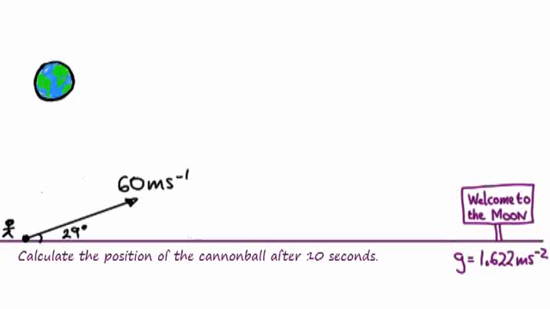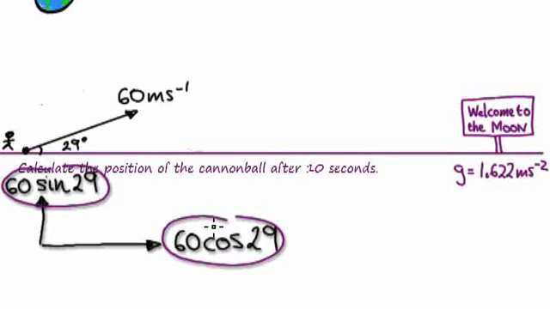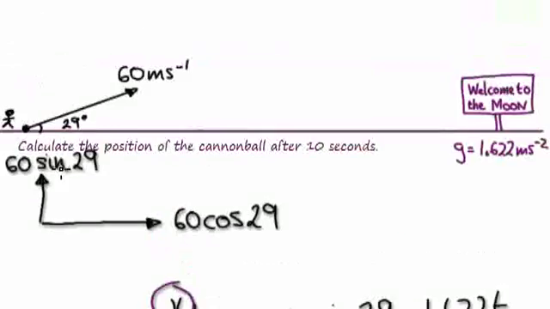Okay, so the first thing you should do is break this up into its vertical and horizontal components. Okay, so vertical would be this. Horizontal would be this. So now jump to your velocity time graph, and this point here is the initial.